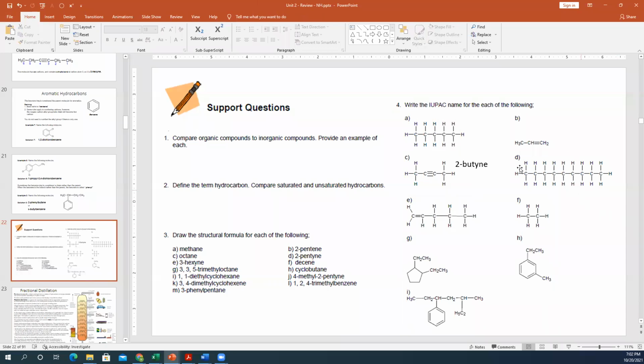Okay, next one's a pretty straightforward, easy one. Anybody want to try this one? Nonane. Nonane, perfect. Yes, thank you.